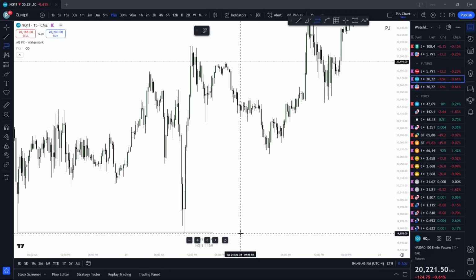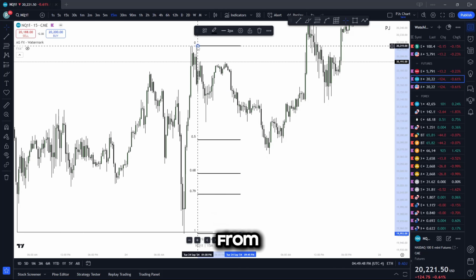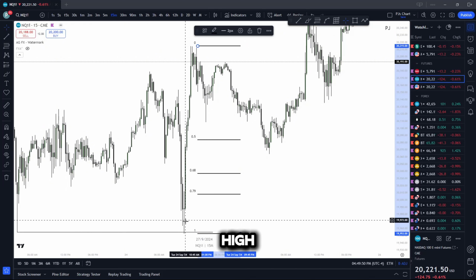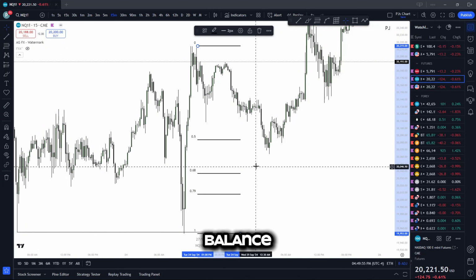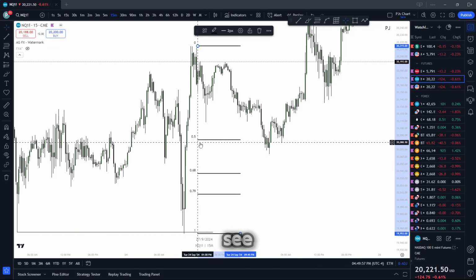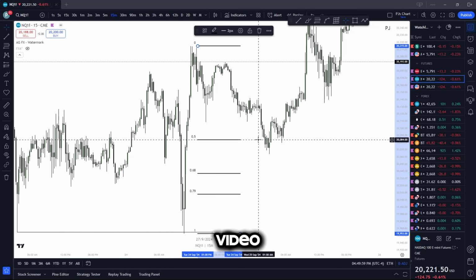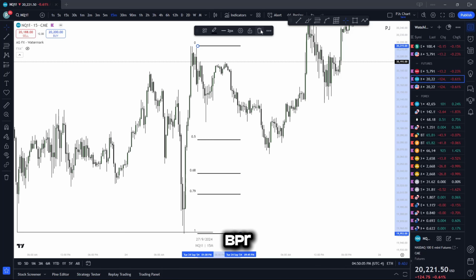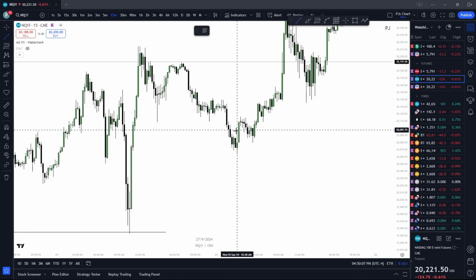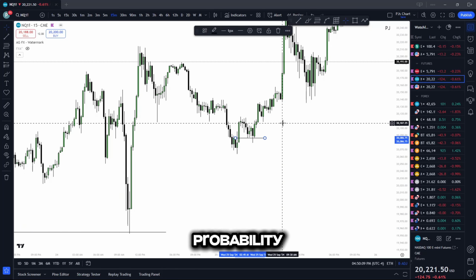As we know, price should deliver from a discount, so we fib out our high to low after our double purge, after forming a balanced price range, and we see from our OTE primer video that we come into a discount and reject our discounted price array as well as our BPR down here. We then form our high probability order block on the 15-minute.